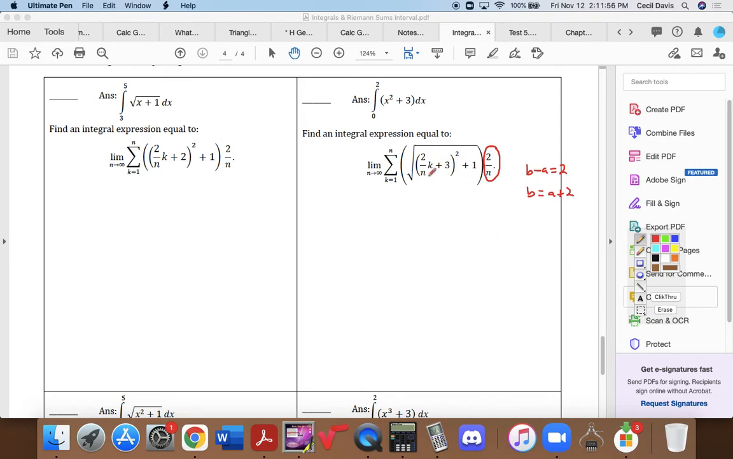All right, notice this 2 over n times k, that's just the width times my counter. But they've added 3. So we're starting at 3. And where are we going to go until? 5. 5. And it'll be the square root of x squared plus 1 dx.